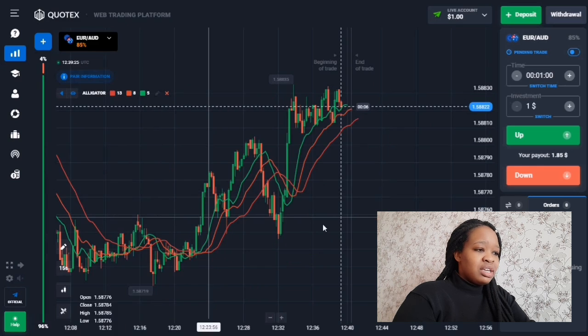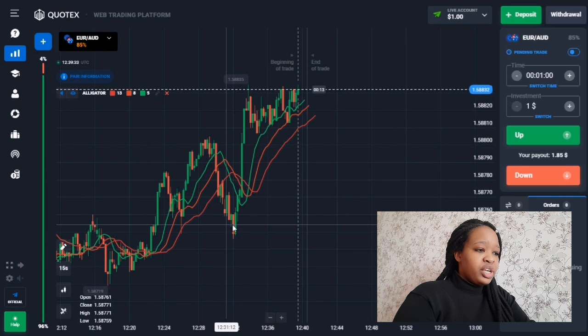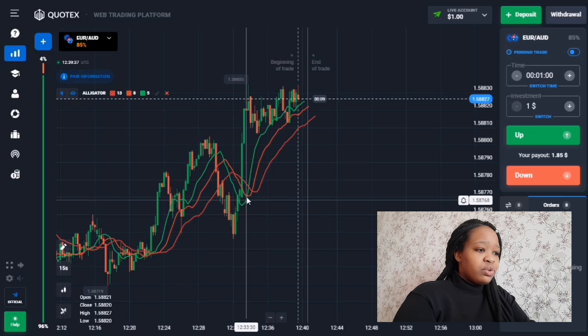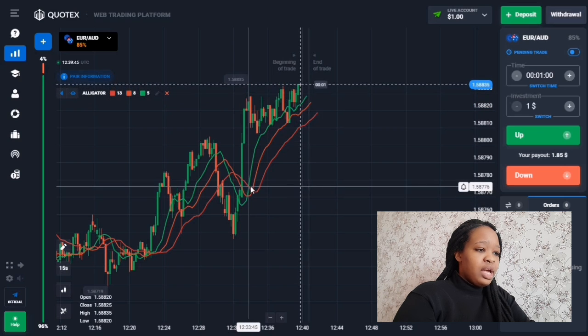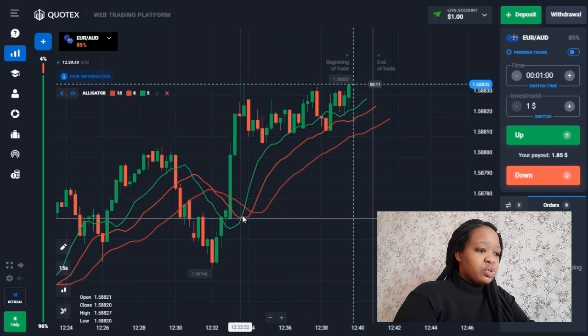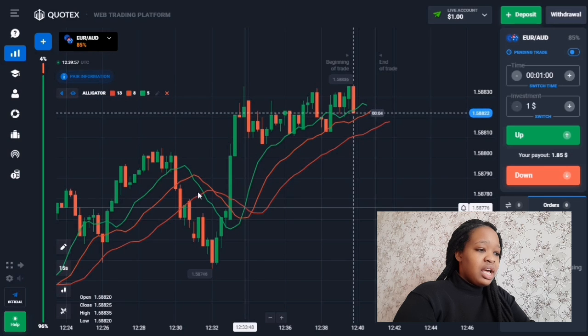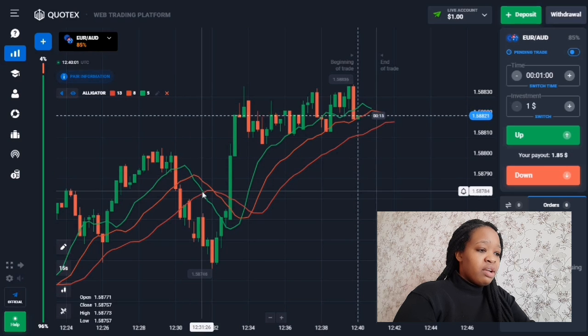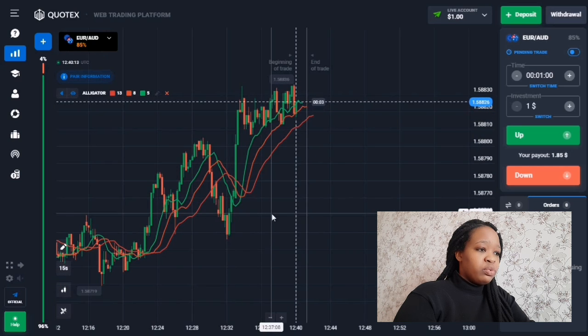So let's understand the signal for a trade. The signal is a moment when the green moving average is crossing the second red moving average from bottom up, and this is the moment of intersection. So from here, that means I have to open a trade for an increase. Otherwise, when the green moving average is crossing the second red moving average from top to bottom, I have to open a trade for down.